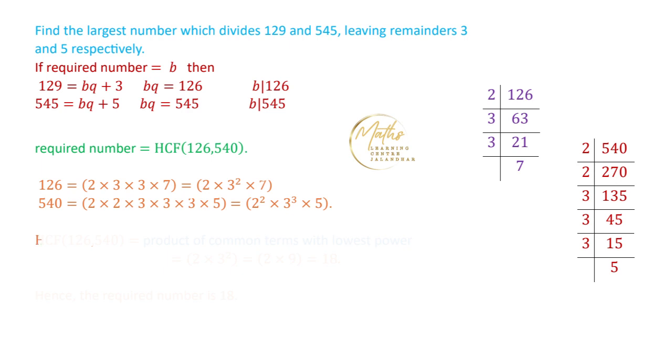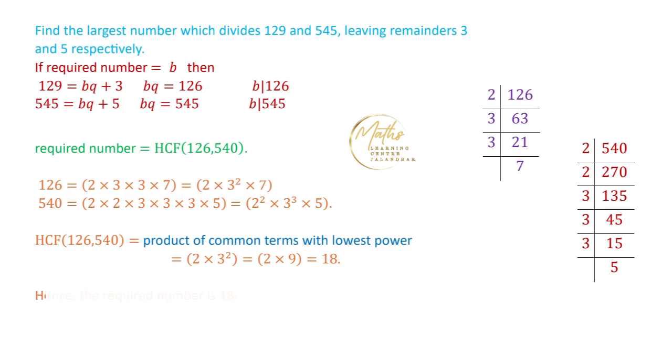Now we have to calculate the HCF of these two numbers, and we know that it is the product of the common terms with lowest power. So the common terms we have over here are 2 and 3, and the lowest power of 2 is 1, and the lowest power of 3 is 2. So we obtain that the HCF is equal to 2 into 3 raised to the power 2, that is equal to 18. So we are saying that 18 is the required number which divides 129 and 545 and leaves the remainder 3 and 5 respectively.